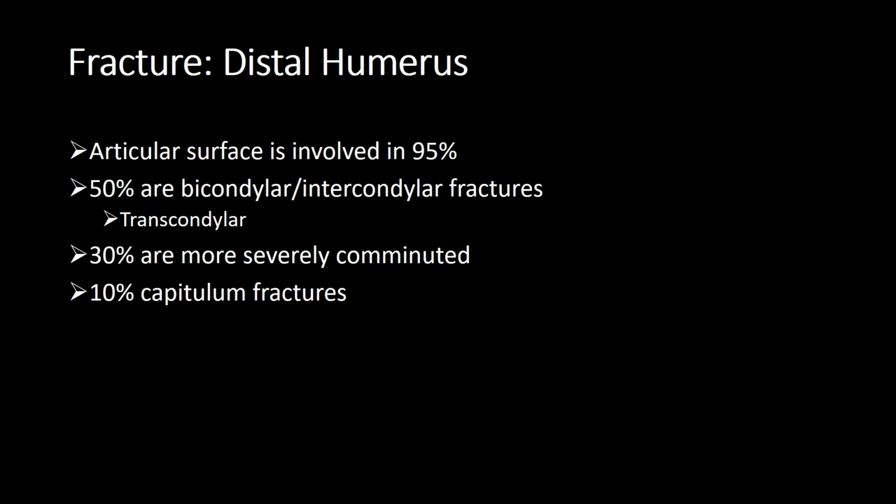Fractures of the distal humerus nearly always involve the articular surface. Of these injuries, 50% are either bicondylar, i.e. involving both condyles, or intercondylar fractures. You can get transcondylar fractures, and they're the equivalent of the adult form of the paediatric supracondylar fracture. A significant proportion of these are severely comminuted, and 10% are isolated capitulum fractures.